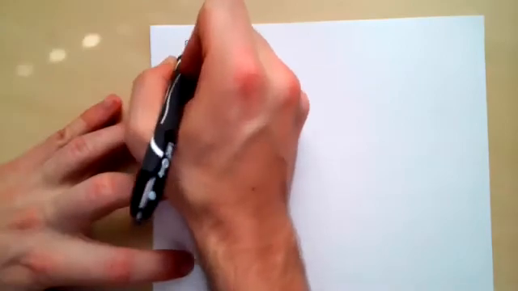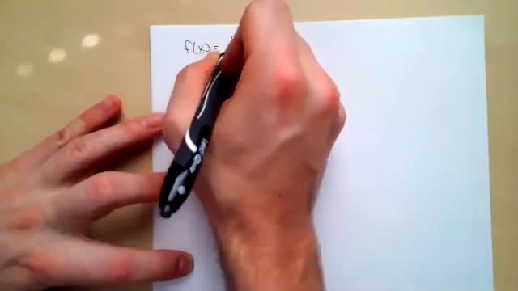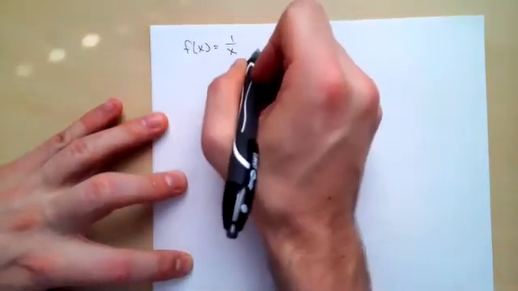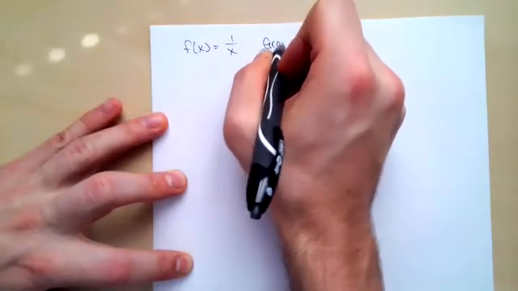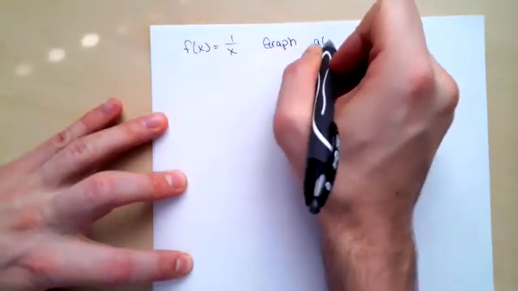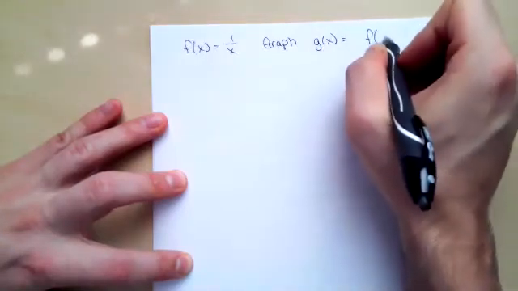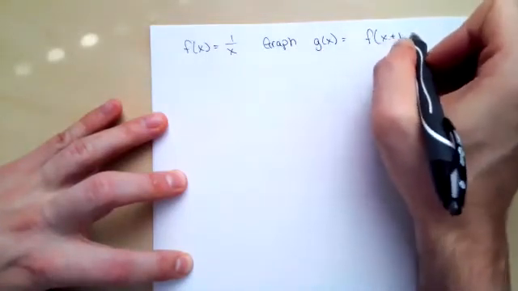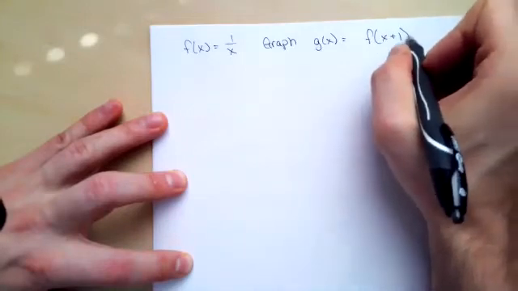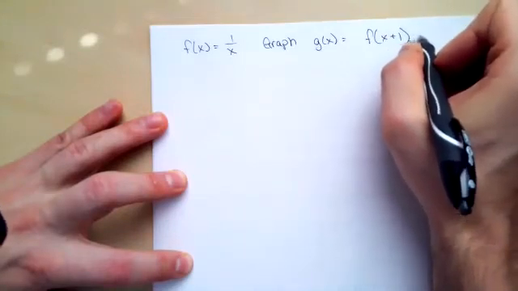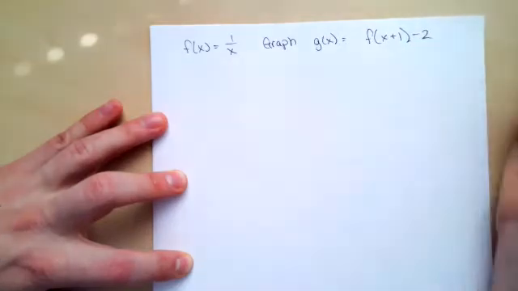Let's do one more. Let's do the reciprocal function. So let's say we have f of x is 1 over x. And I want to graph g of x is equal to f of, let's say, x plus 1, and then let's say minus 2.